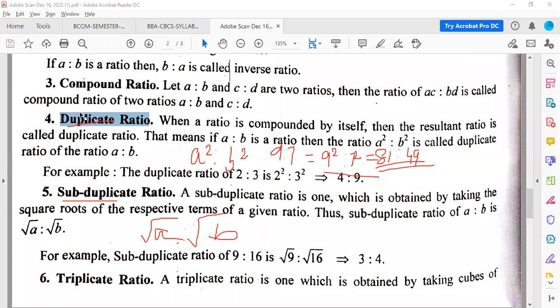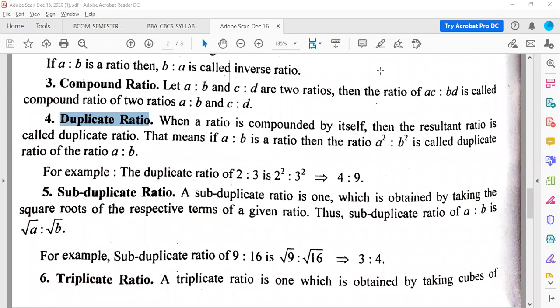So that is duplicate and subduplicate ratio. In duplicate ratio, you will square the numbers. In subduplicate ratio, you will find the square root of the numbers.